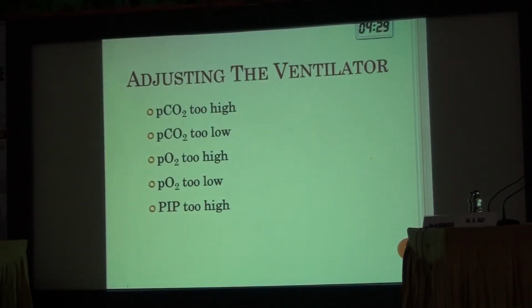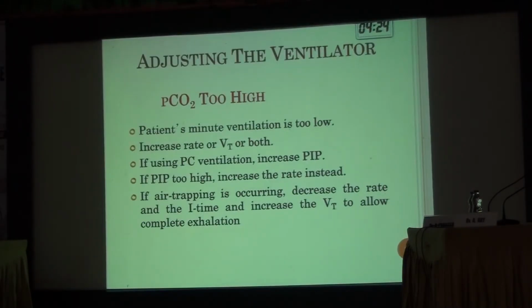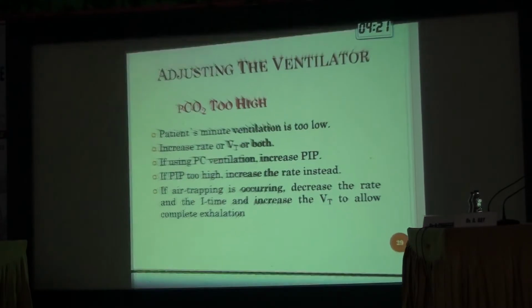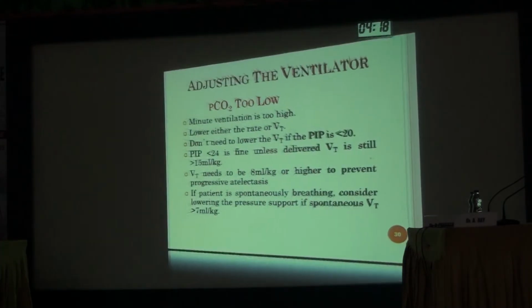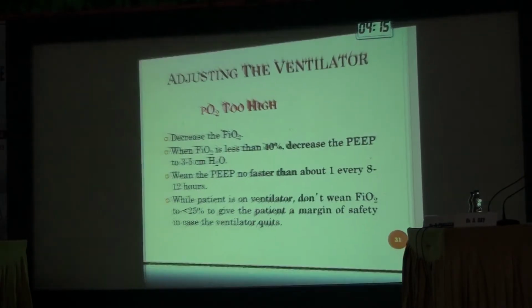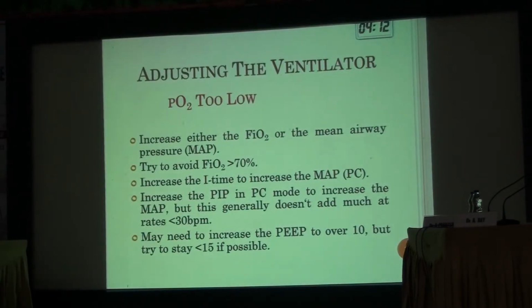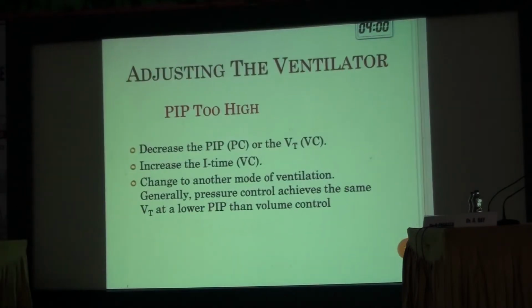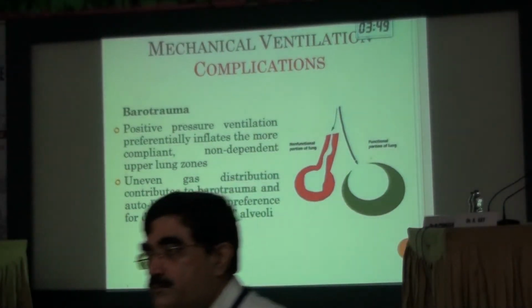So you know how to troubleshoot. These are the things which we are often called for. Either the PCO2 is too high, or the PCO2 is too low, or the PO2 is too high, or the PO2 is too low. After doing an arterial blood gas, these are the features which we come across, and then we have to adjust the ventilator setting, thereby giving what is adequate and essential for the patient. Now, if the peak inspiratory pressure remains too high, then the chance of barotrauma increases, and therefore that is another important thing which has to be adjusted.